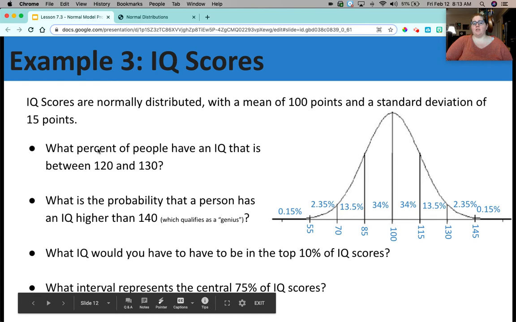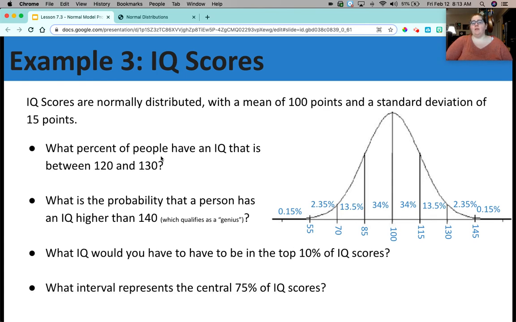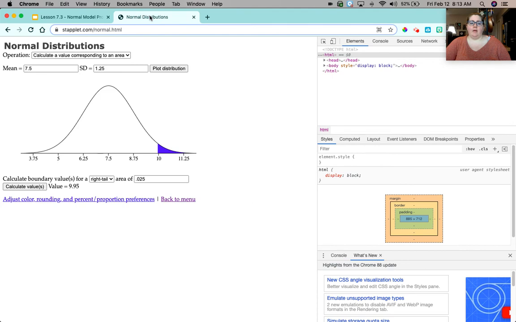So first question is, what percent of people have an IQ that is between 120 and 130? So what I'm going to do is I'm going to go to my calculator.